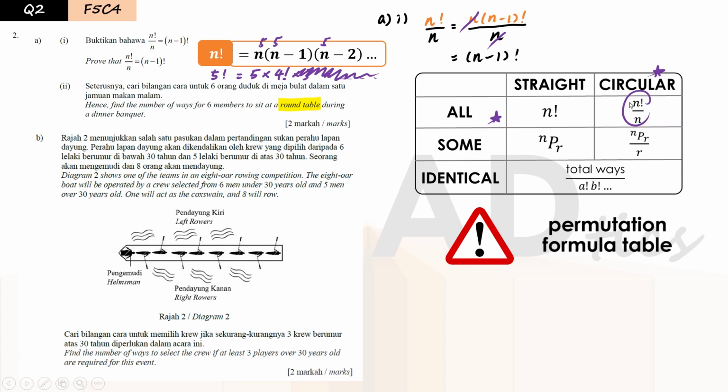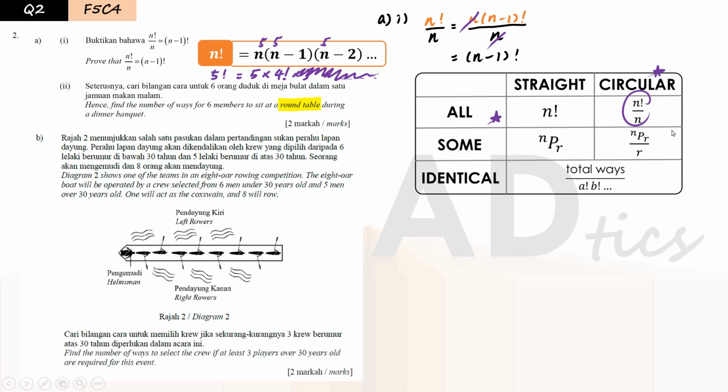n factorial over n, which is also actually the formula that we have proven just now, right? N factorial divided by n is n minus 1 factorial. Alright, so if we want to find the answer for this one, our n we can substitute with 6 and we can find out the answer, which is 120.